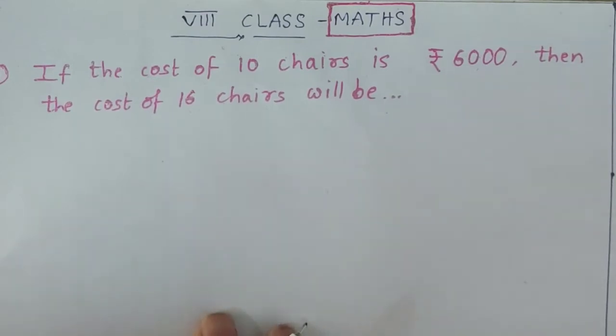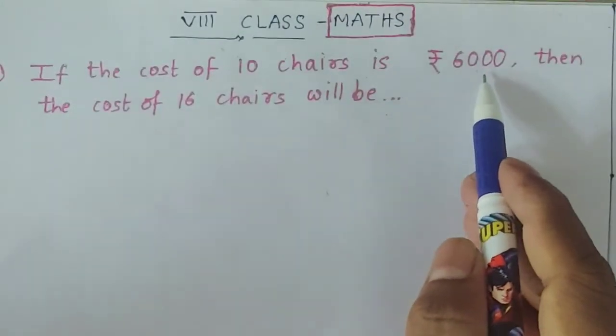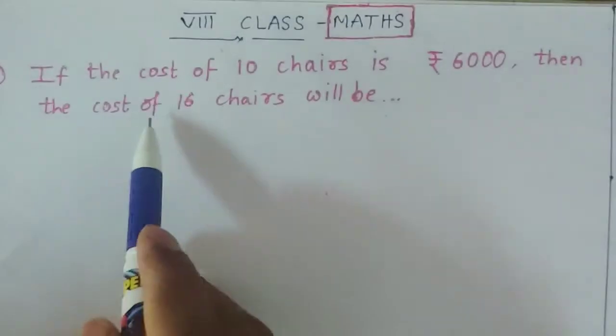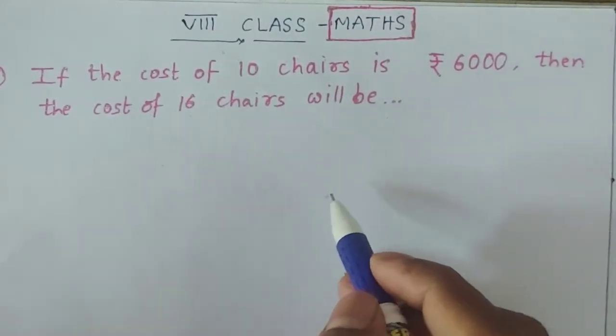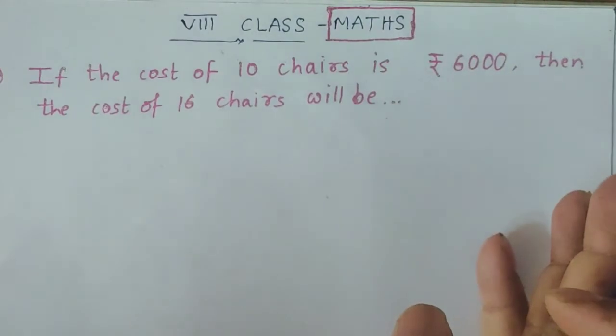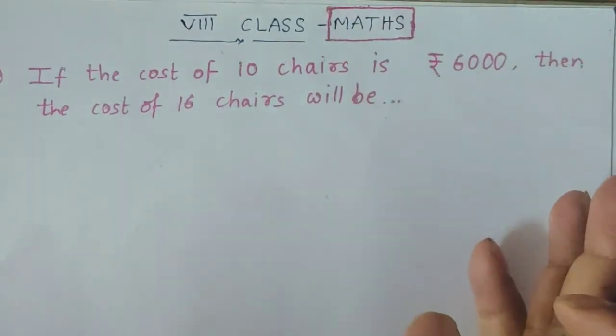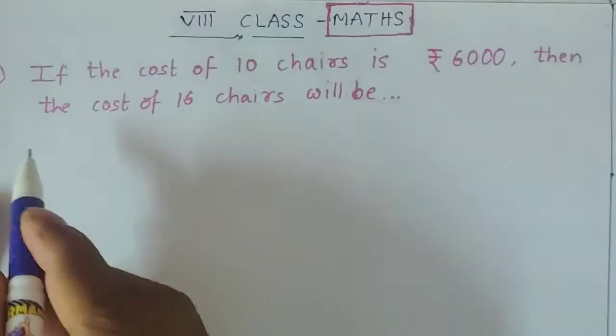Today I'm going to explain a problem. The problem is like this: the cost of 10 chairs is 6000 rupees, then the cost of 16 chairs will be? This is the question. How do we solve this kind of question? These kinds of problems are very important, and they are very helpful in the mole concept in chemistry also. Now, coming to the point, how do we solve this problem?